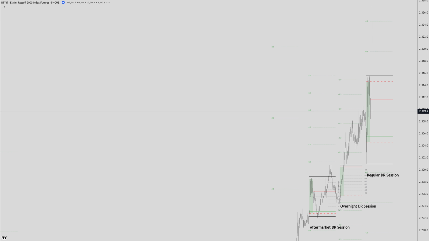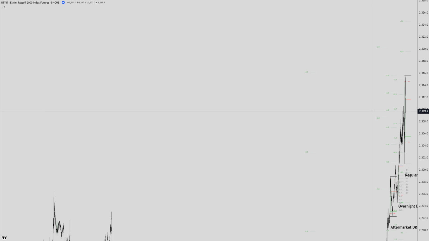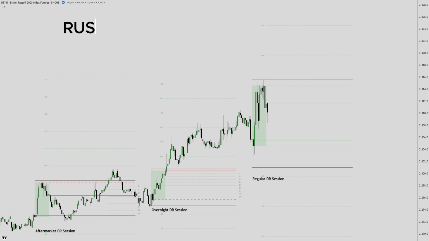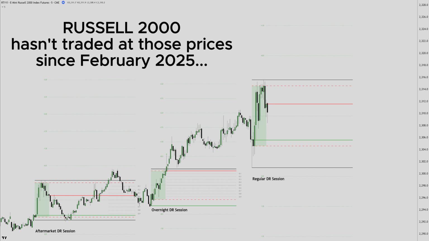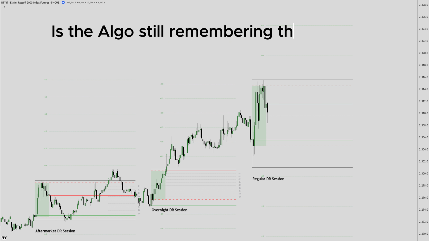To the left, there are no previous DR session levels that align with the current range, since the Russell 2000 hasn't traded at those prices since February this year. But what actually happens when you go back to that time and highlight previous DR session levels and see if they could assist you with decision making? Is the algo still remembering them?